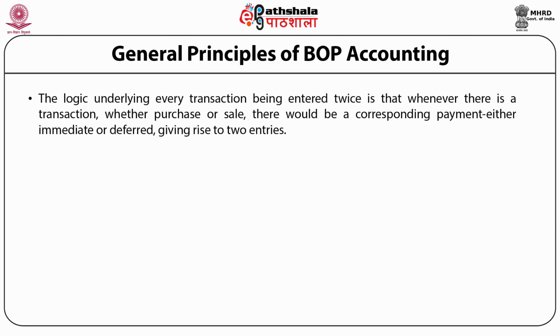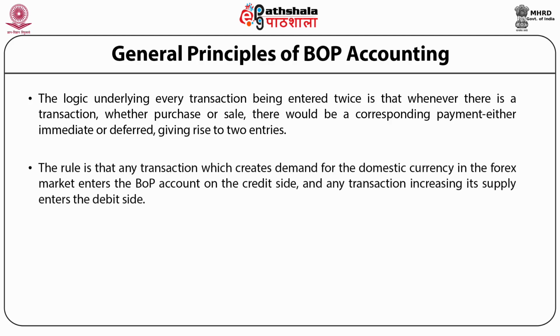The logic underlying every transaction being entered twice is that whenever there is a transaction, whether purchase or sale, there would be a corresponding payment, either immediate or deferred, giving rise to two entries. Actually, there is a clear rule for determining the side of a BOP account on which a particular transaction should be entered. The rule is that any transaction which creates demand for the domestic currency in the forex market enters the BOP account on the credit side, and any transaction increasing its supply enters the debit side.